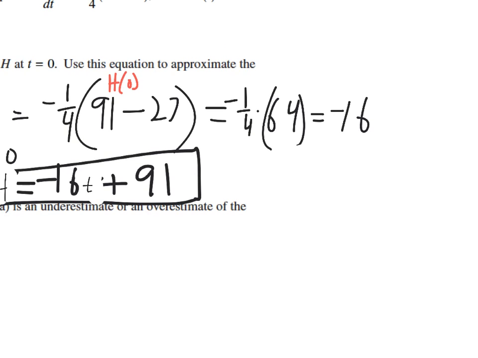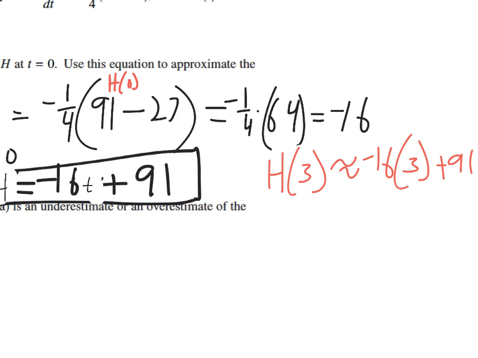So h of 3 is approximately negative 16 times 3 plus 91, and 3 times 16 is 48. This is negative 48 plus 91, and that is, from 50 to 90 is 40, so we're talking 43, right? So talking 43.